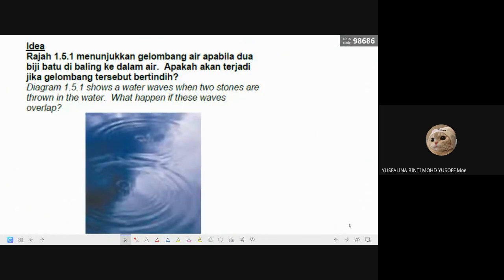Okay, so diagram 1.5.1 shows a water wave when two stones are thrown in the water. So what happens if the waves overlap? This is actually to generate the idea of what interference is. So the interference occurs when there are two waves, and they overlap with each other. So that will produce the interference.